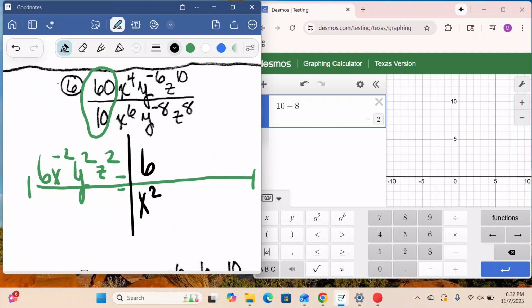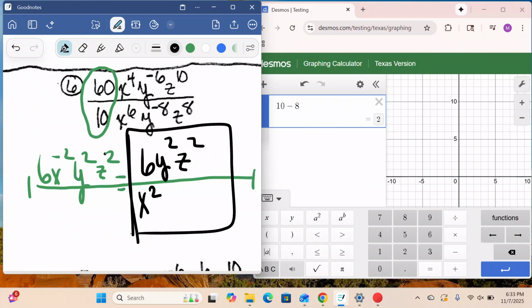Then I have y to the second. It is a positive exponent, so there's nothing I have to do with it. I leave him in the top. He likes being at the top, and he likes being happy in the numerator, so leave him alone. Then after that, you're going to put z to the +2. So the correct answer, with everything as a positive, is 6y to the second, z to the second, divided by x to the second. And this is your correct answer.